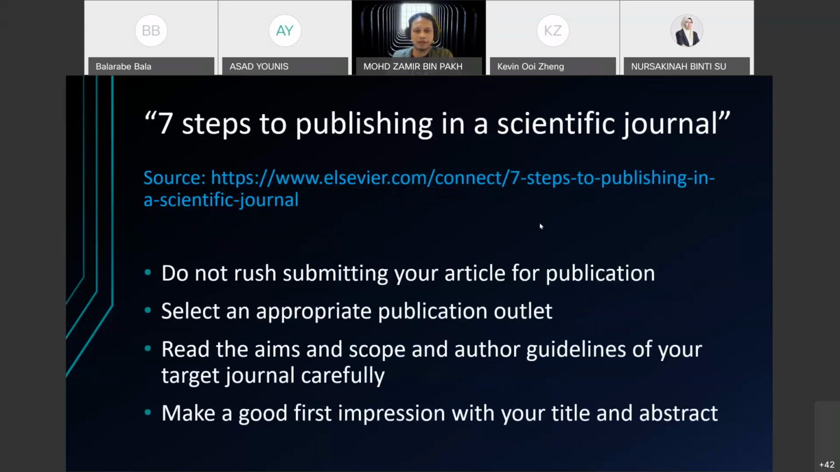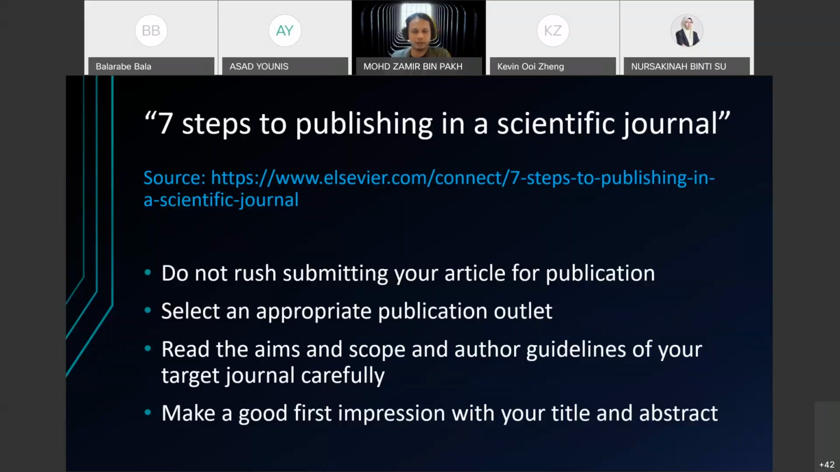So do not rush submitting your article for publication. Some of you might chase after your supervisor, saying I want to publish. But talk to him first. Talk to her first, because she knows what's going on with your experimental design and data. They know the quality of your results in order to be published or not.